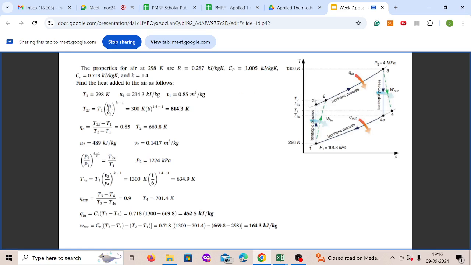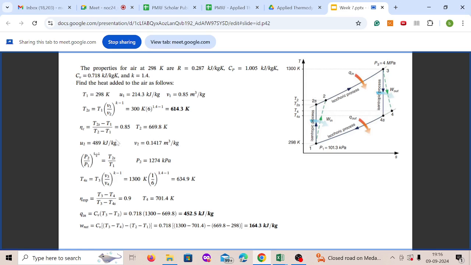So T2s will be T1 into V1 by V2 raised to power gamma minus 1. Since the compression ratio is 6, substituting that, and the inlet temperature is close to 300, this will be 614.3 Kelvin. With the compression efficiency given, which will be T2s minus T1 divided by T2 minus T1, which is 85%, we can find out the actual temperature T2, which is 669.8 Kelvin.